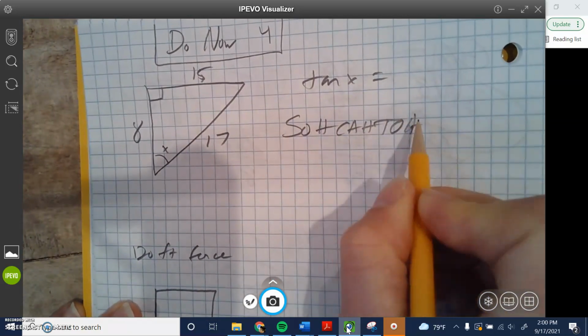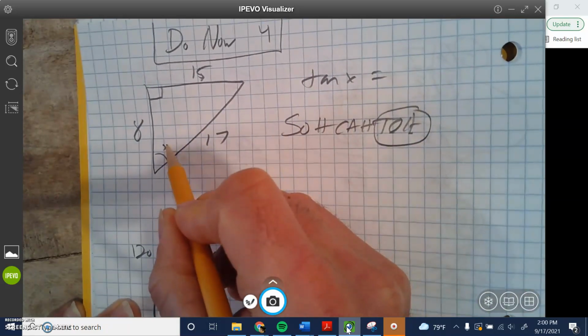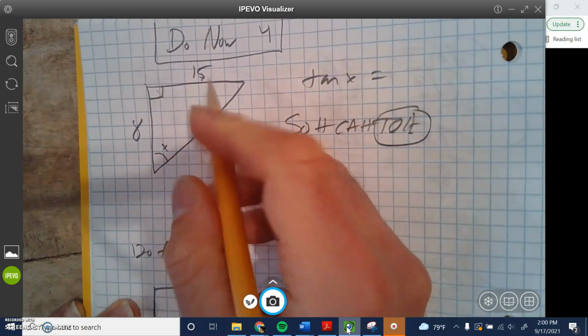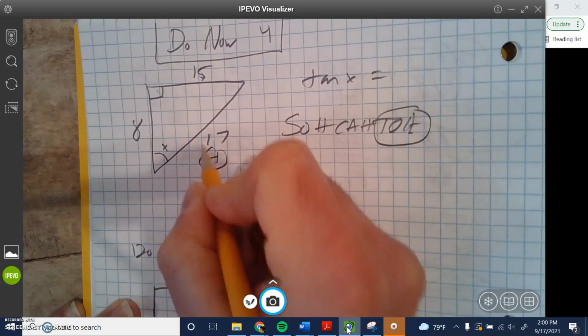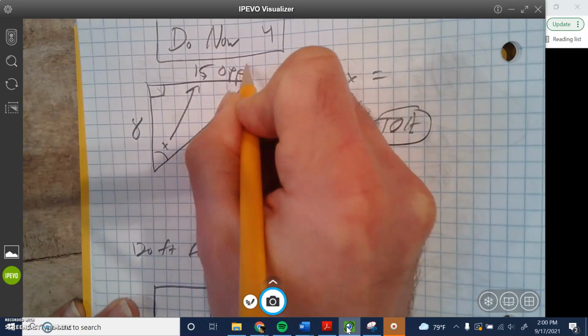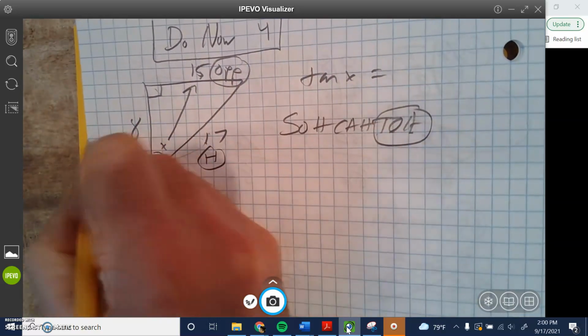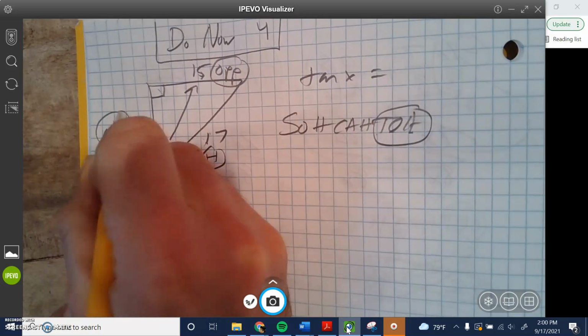SOHCAHTOA. Always write that down. Tangent is the opposite over the adjacent, so I've got to label it here. Opposite the 90-degree angle is the hypotenuse. Straight across, that's the opposite side, and then the other side that's touching the angle but not the hypotenuse is the adjacent.